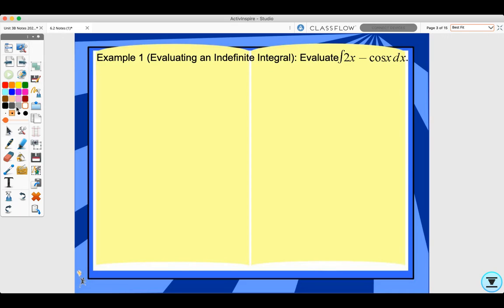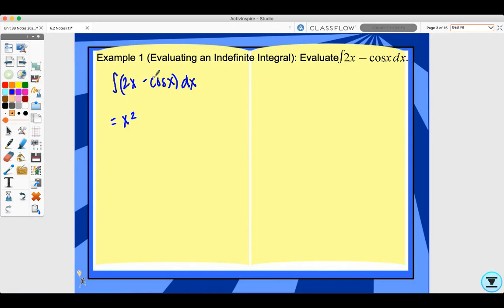Let's look at example 1. Evaluating an indefinite integral. Evaluate the integral of 2x minus cosine x dx. And there should technically be parentheses around that. So this is the derivative here. What function gives us the derivative 2x? And you should be saying to yourself, x squared.